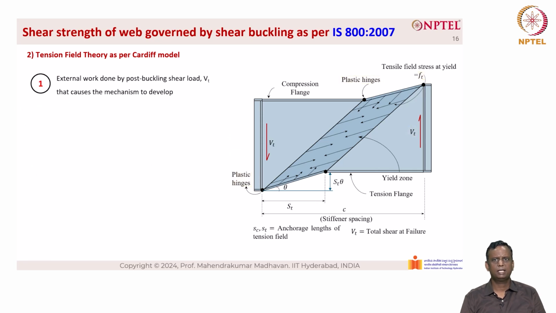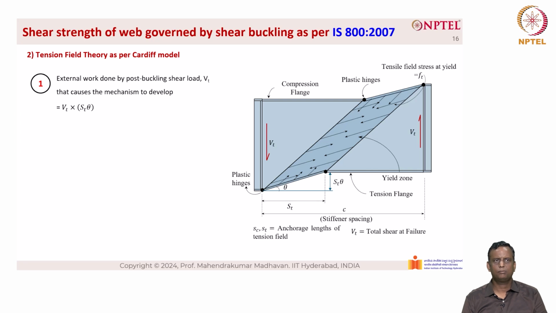Now let us look at the external work done by post-buckling shear load V_t that causes the mechanism to develop, which is equal to V_t into S_t into θ. Here you can see that due to the rotation of the plastic hinges, there is a movement of S_t into θ that you can see at the right side of the picture. That is basically the vertical movement due to the rotation of the plastic hinges. So we have V_t into S_t into θ.